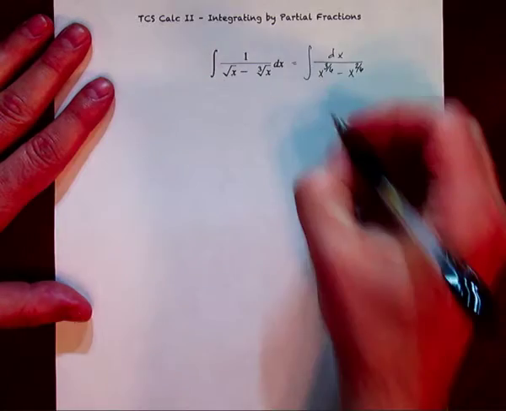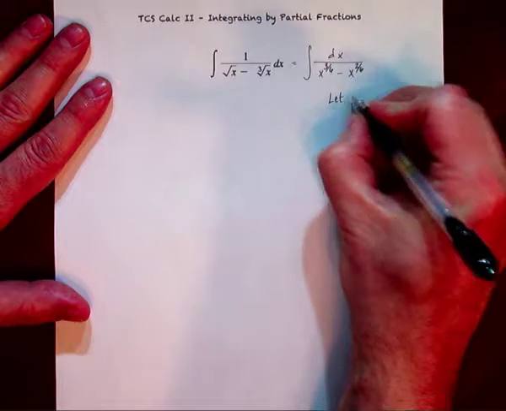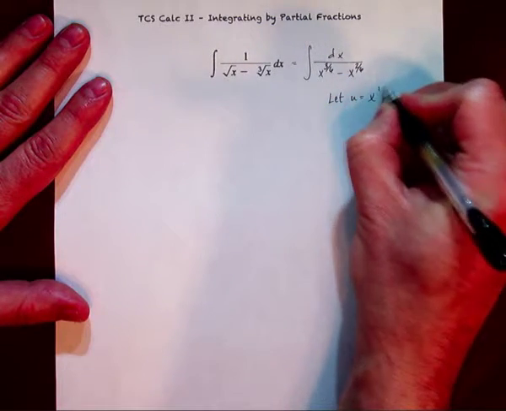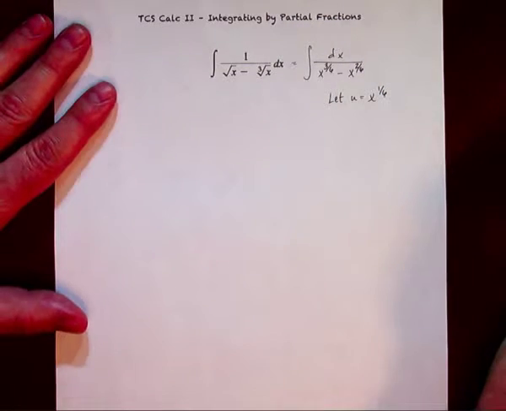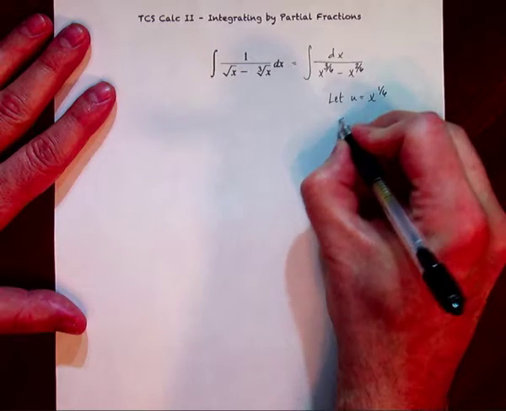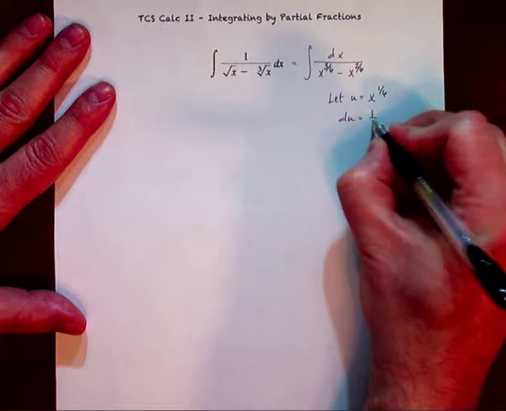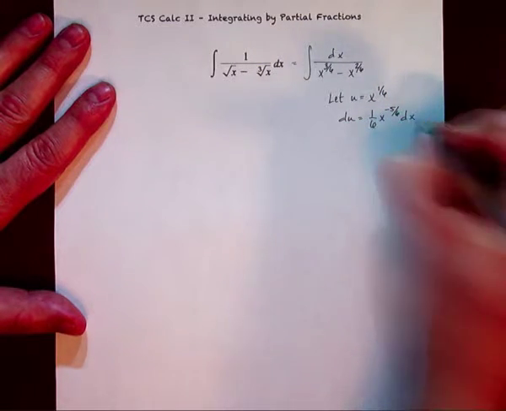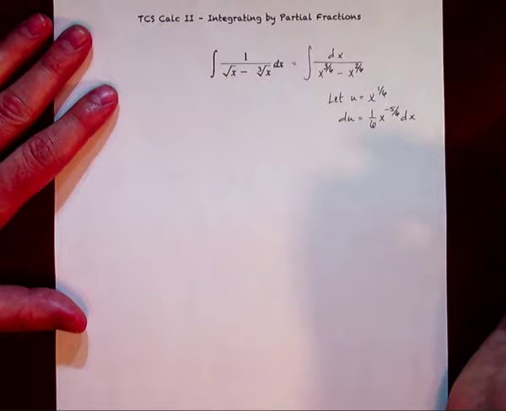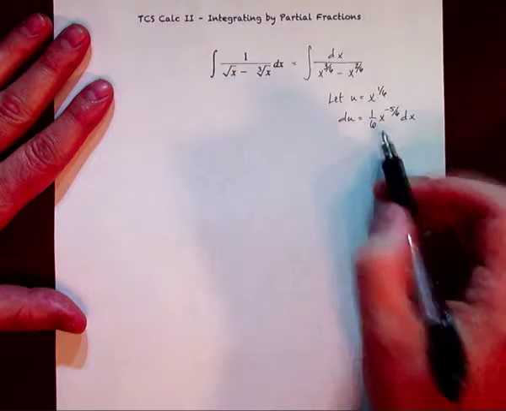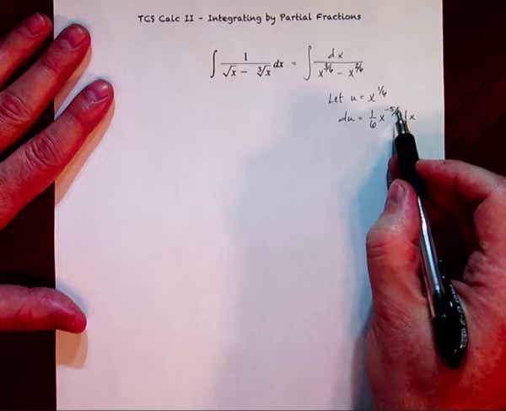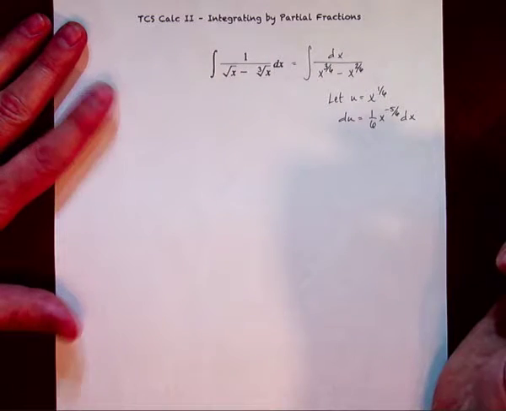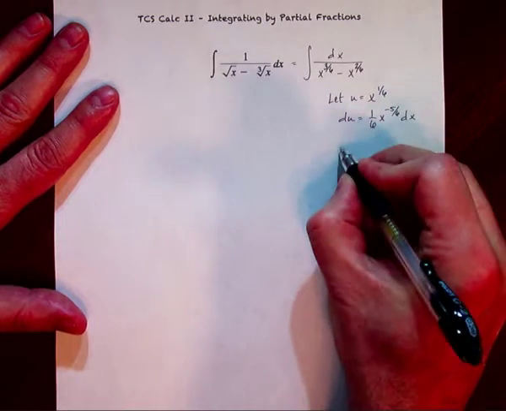Okay, well, just for giggles, let's try setting u equal to x to the 1/6. And if we do that, then du is equal to 1/6 x to the negative 5/6 dx. And you're like, yeah, that's pretty interesting, Mr. Forth, but that expression right there is not in the integrand. Okay, well, let's play around with this a little bit.